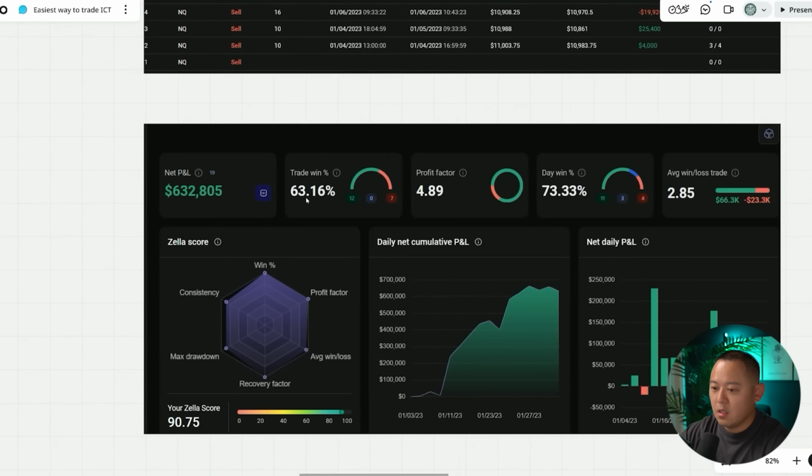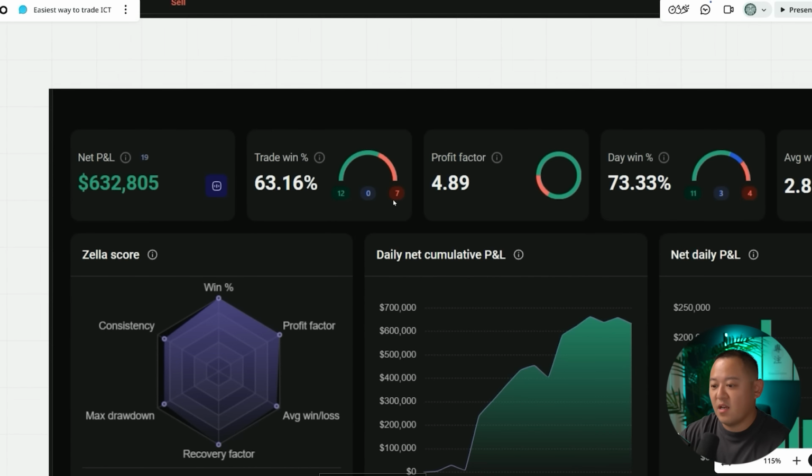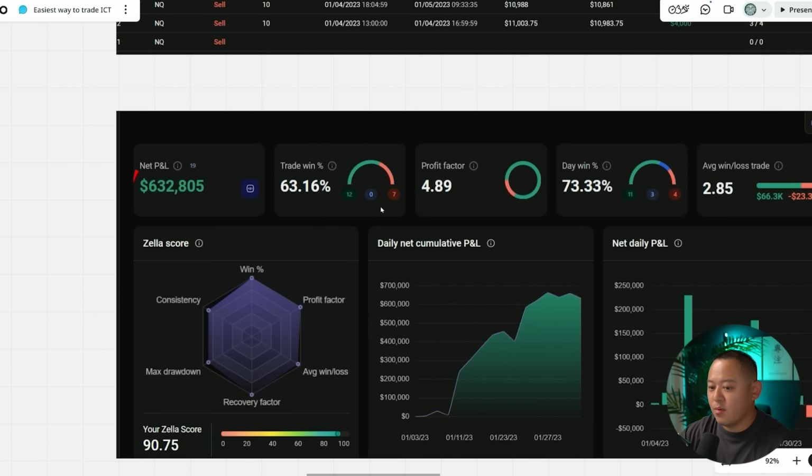See this? Trade win percentage, 63%. That means he's losing on 7 out of 12 trades. He lost 7 out of 12 trades, but he still ended up with $632,000 in profit. Yes, this is a demo account, but don't look at the numbers, okay? Look at the profit factor. Look at the average win to average loss. It's almost 3R. Do this on any size account. It doesn't matter if it's a $2 million account or a $1,000 account. This is the type of performance you're chasing as a trader.